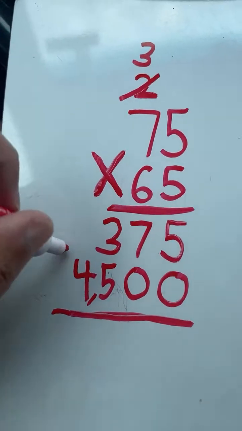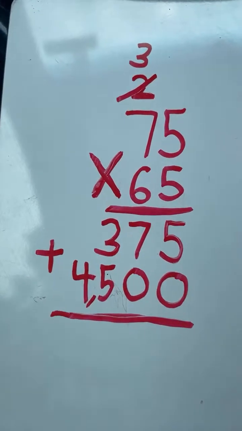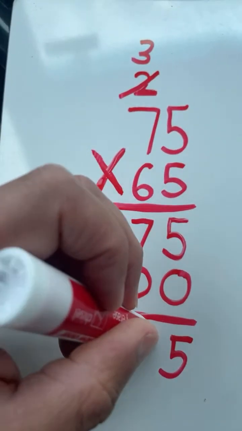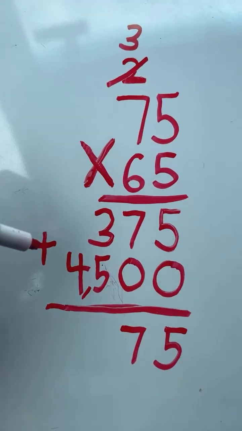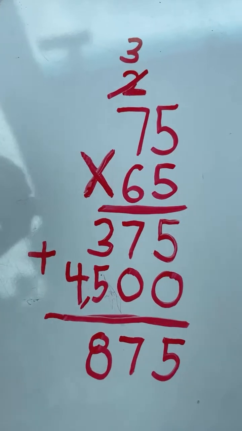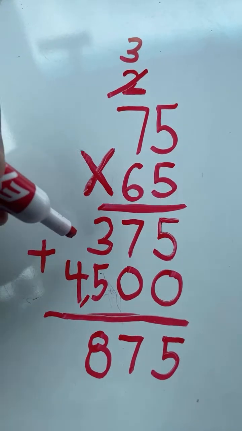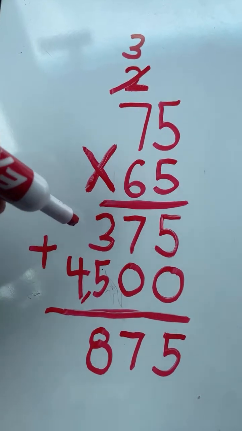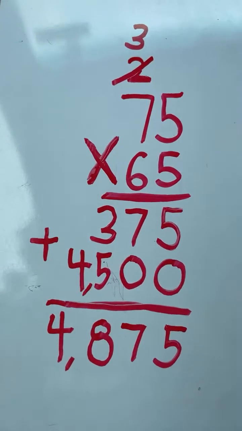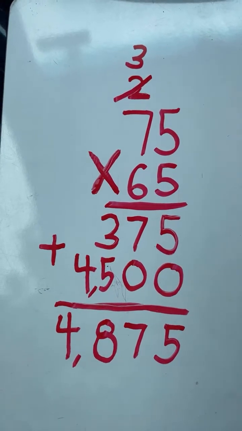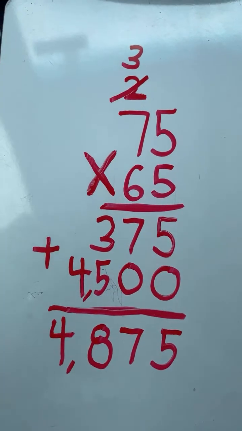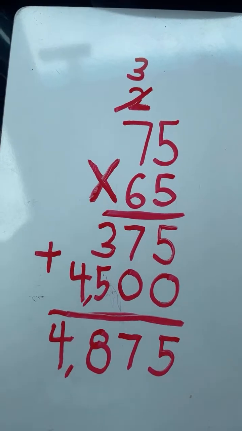So now we have to add these two numbers together to get our final answer. So 5 plus 0 equals 5, 7 plus 0 equals 7, 3 plus 5 equals 8. And there's no number in the thousands place, we assume it's a 0 there, so 0 plus 4 equals 4. And we have our final answer. 75 times 65 equals 4,875.